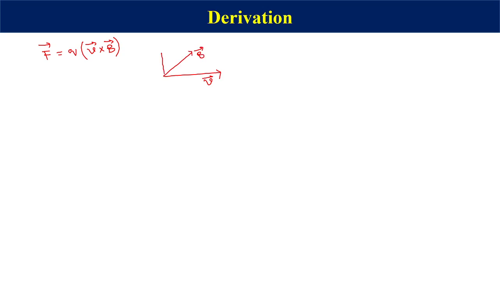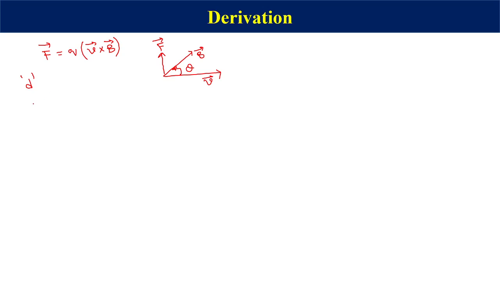then the magnetic force always acts in the direction perpendicular to both v and the magnetic field. So this is the angle theta. It always acts in a direction perpendicular to both the magnetic field and the velocity. So if a unit positive charge is displaced by a distance d, what is the work done by this magnetic force?